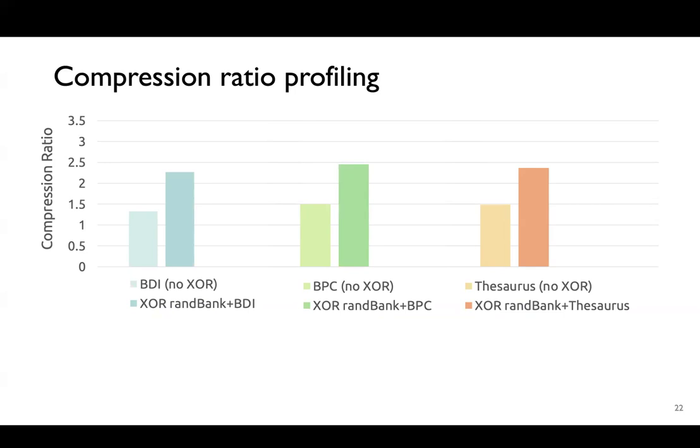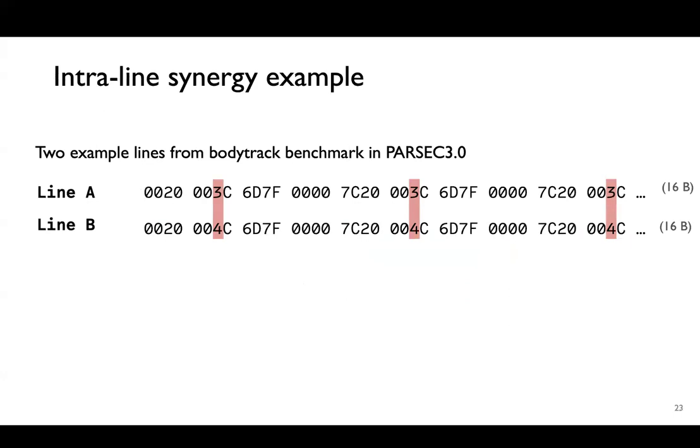So we look at if we randomly select every 2 lines to be XORed, how does the compression ratio look? This corresponds to the second set of bars. As we can see, we will achieve some compression ratio boost, but can we do better? As we have discussed, we want a similar pair of A and B to be XORed together.